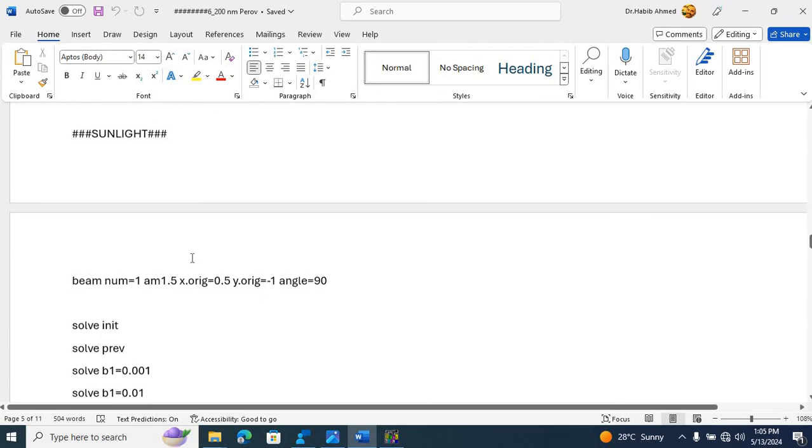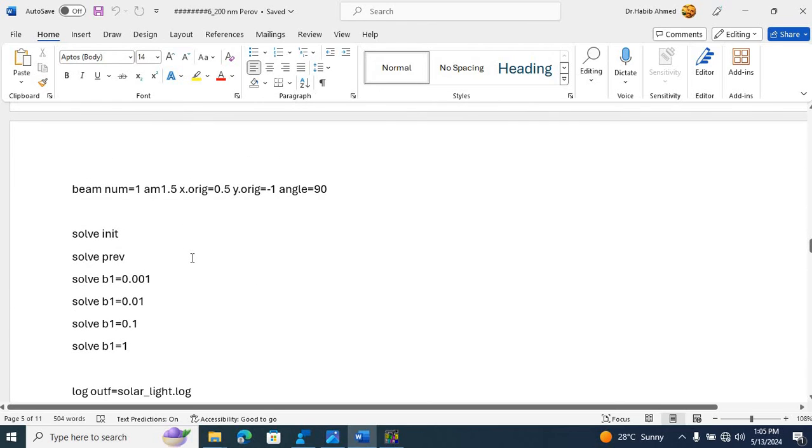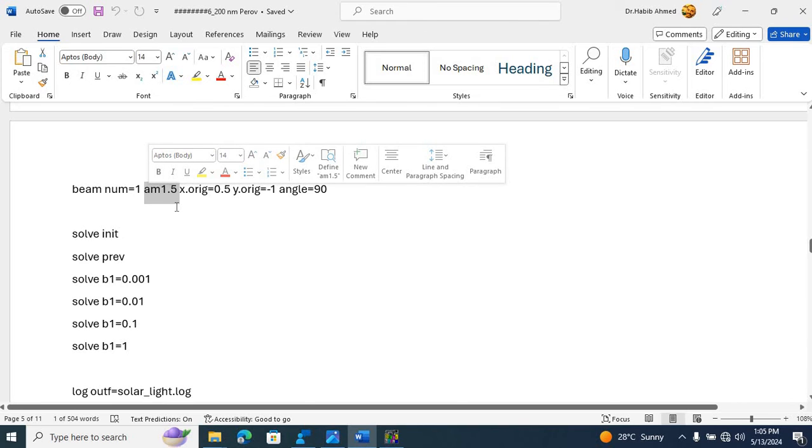Similarly, I also want to look at the IV characteristics of my perovskite solar cell under light conditions. So first I need to illuminate the device. So we need to assign an optical intensity to my perovskite solar cell. So this is beam number 1, and I am using AM 1.5 spectrum.